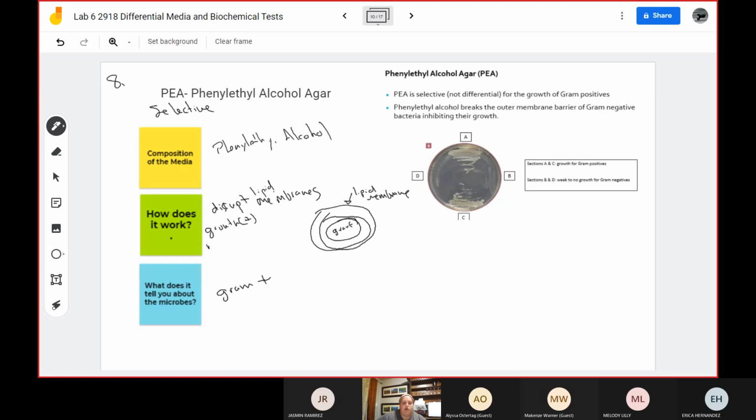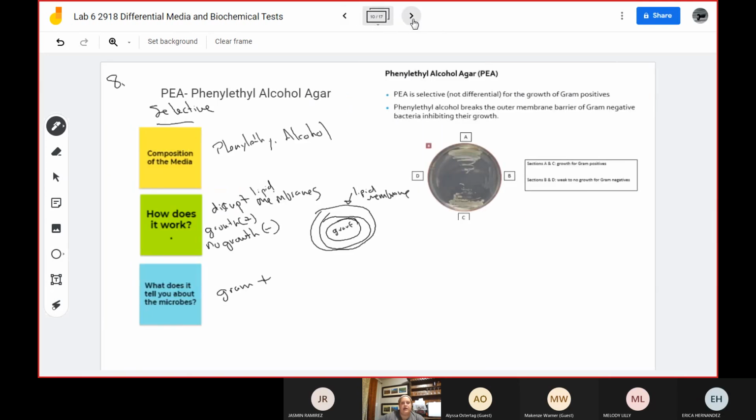So if there's growth, it is positive, and it's indicative that it's gram-positive. And if there's no growth, it'd be negative. So these results over here, you see the A and C are growing. B is growing a little bit, so it's not definitive that it's not going to let any gram-negatives grow, but it's going to severely reduce their growth on these plates and select for gram-positive growth. So that's our P-agar.